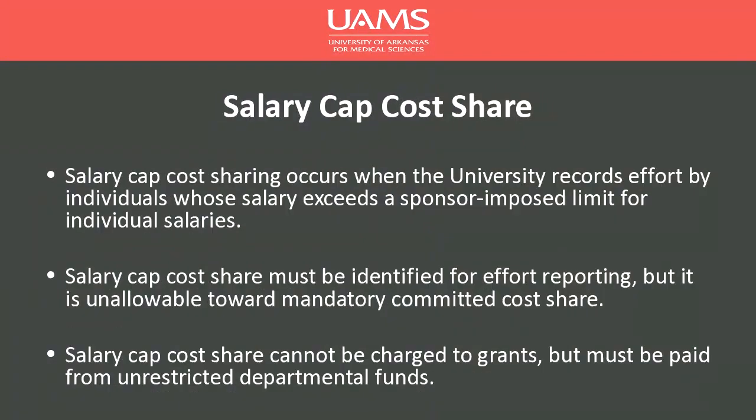Salary cap cost share, like I said before, is when the individual salary is higher than the cap. Now, if that's for NIH and federal, there is a cap. There are some instances where there is not a cap. And so you need to read the RFA. You need to know that it's not all or nothing.